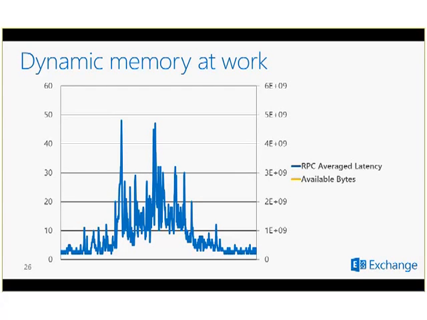So what I'm looking at here is RPC average latency on an Exchange server. This is the measure of how long it's taking each activity that an Exchange server is performing for end users. And you can see that in the middle of the graph, we have a fairly dramatic increase in RPC average latency. If I look at the available bytes counter on the server, you can see that it correlates really nicely with that increase in RPC average latency.